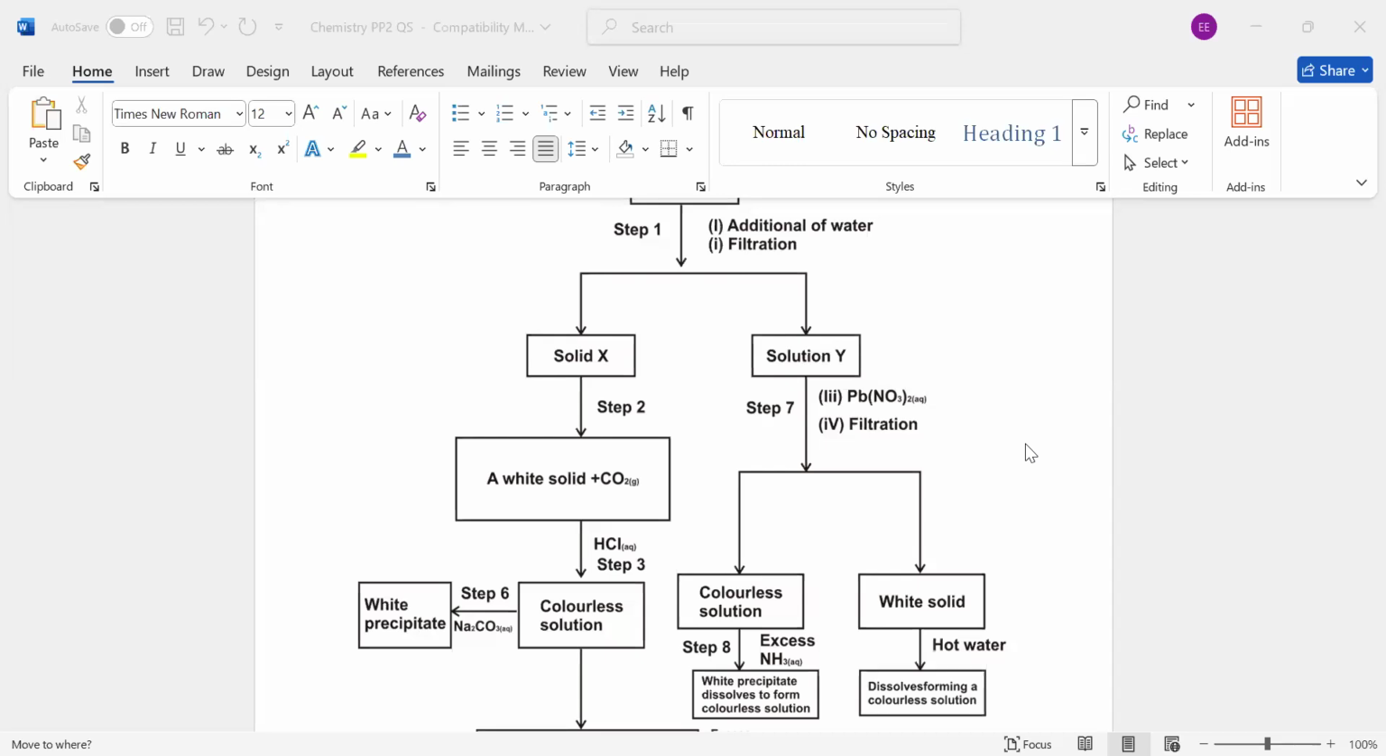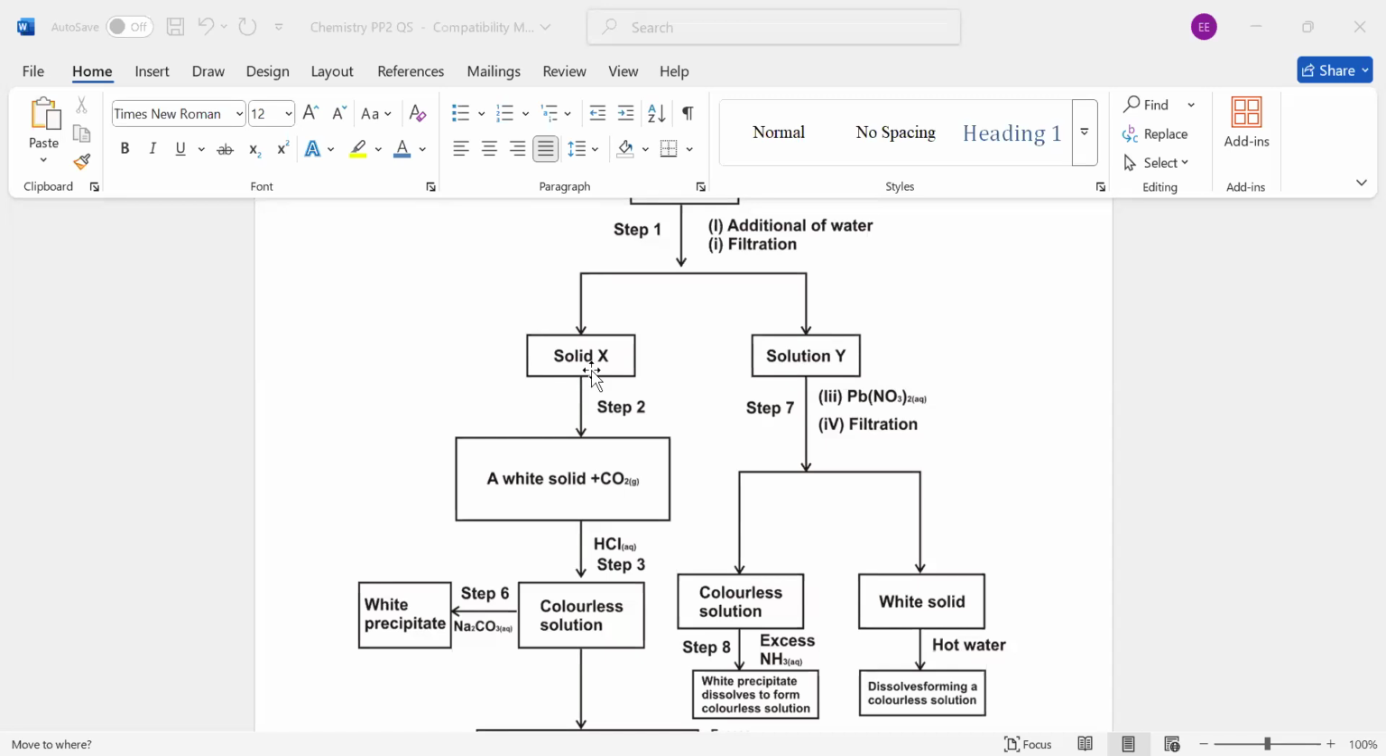You can see the way analyzing a flowchart is very easy. So it simply means that the cation that we have here is zinc. The anion that we have here is chloride ion. So solution Y is simply zinc chloride. Just like that. As easy as such. So up to that point, we are through. Solution Y, zinc chloride. Let us come back to the solid X.